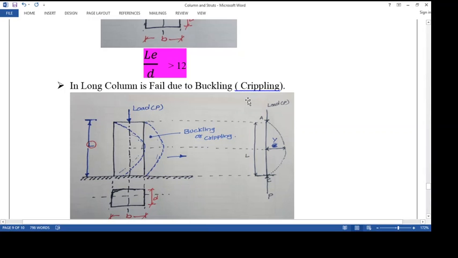L_e by D is greater than 12. It's called a long column. You know already, if the long column fails, it is due to buckling or bending or crippling. You can understand this thoroughly from this diagram.